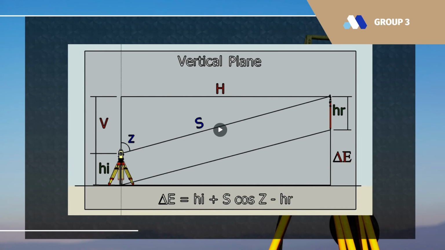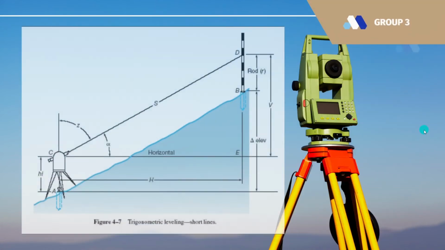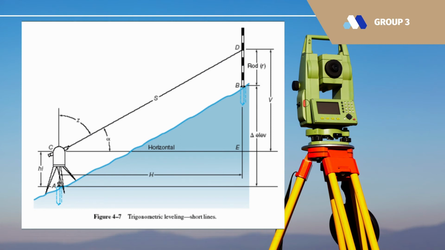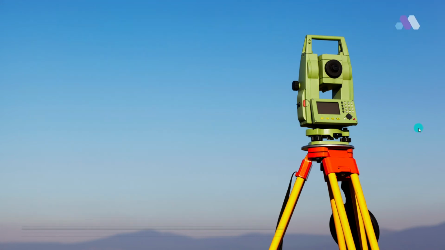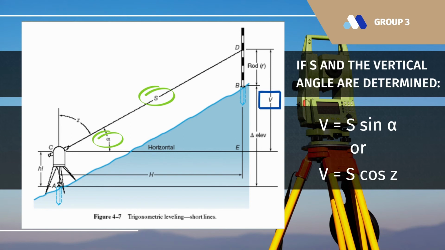So proceeding, here is the illustration, which is similar to what we have seen earlier. This illustration is for trigonometric leveling in short lines, which means we will be disregarding curvature and refraction. For us to solve the change in elevation, we must first learn how to solve for V. If S and the vertical angle are determined, we will be able to solve for V. Let us identify S, V, and the vertical angle in the illustration. So this is S, V, and the vertical angle.